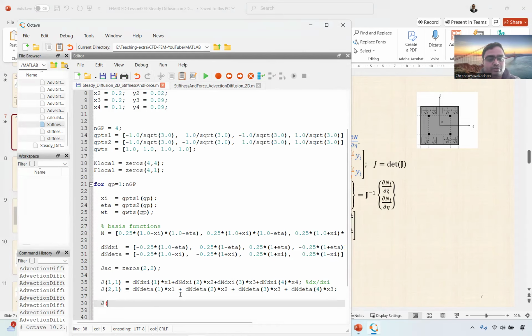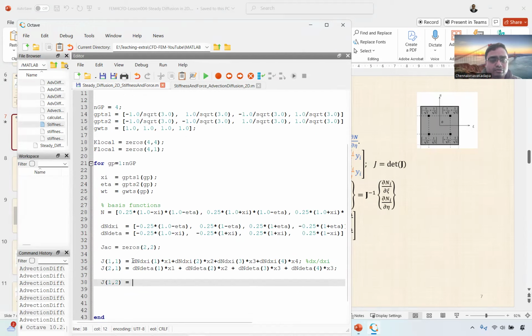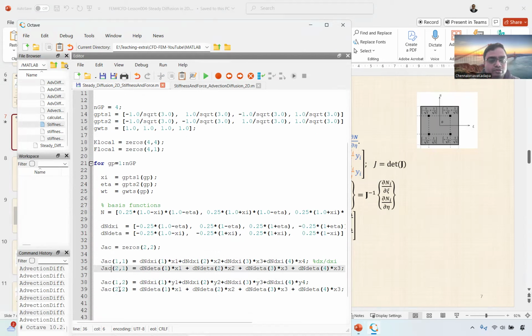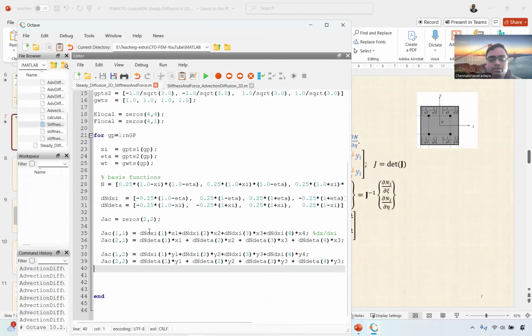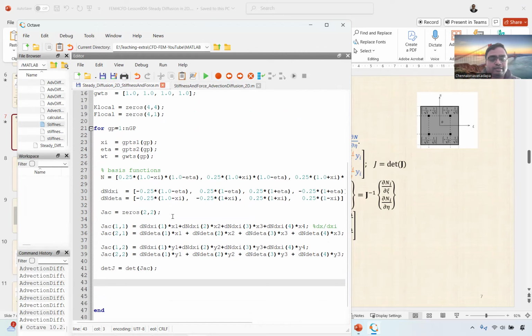Now J 1 comma 2, that is dou y by dou xi. We copy this, but instead of x we need the y coordinates: y1, y2, y3, y4. Then dou y by dou eta, that is Jacobian 2 comma 2. Here too we need y coordinates. So this is our Jacobian matrix. Once we have this, we can calculate its determinant and its inverse.